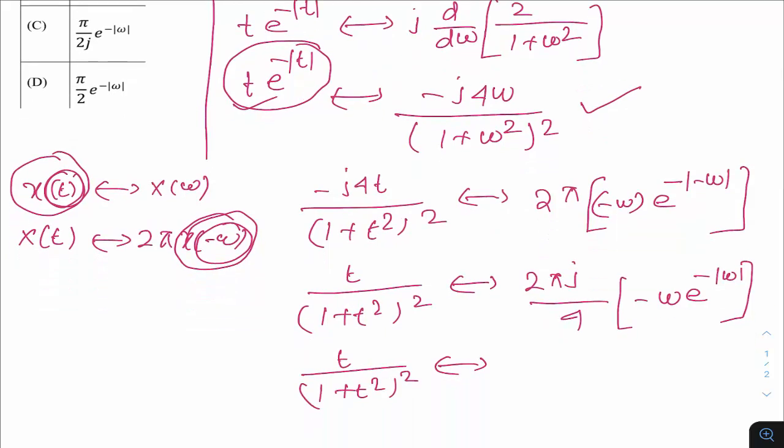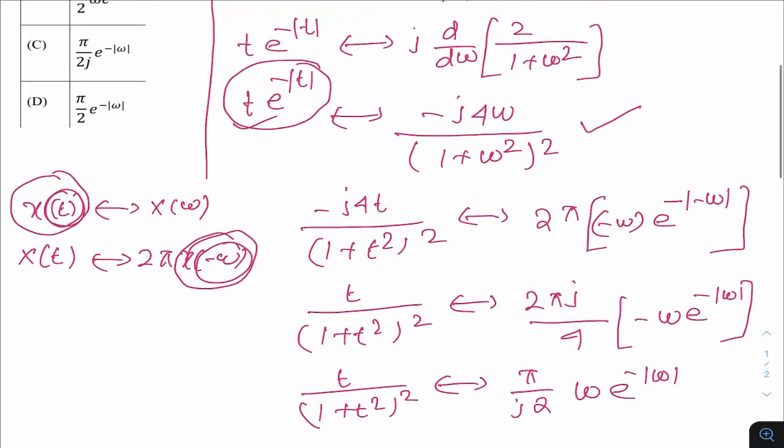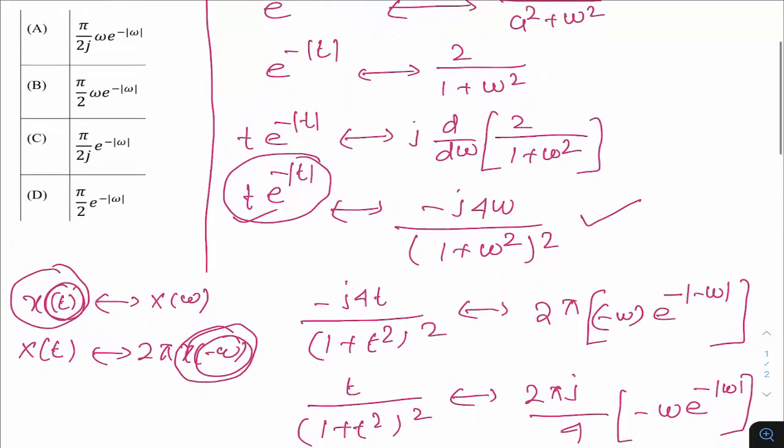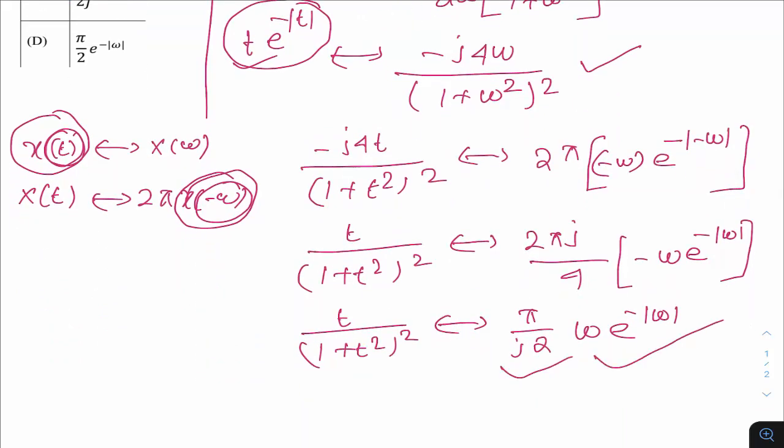So we have to arrange this function by putting the j in the denominator. If I take it to the denominator, this is one minus is there, so this is pi by j2, this is omega into e raised to power minus of mod omega. Because you can see a minus sign is there, minus j is equivalent to 1 by j. So this j I am putting here, and 2 and 4 will be cancelled, so it will be pi by 2. Overall it is pi by j2, and then omega into e raised to power minus of mod omega. If you observe, this is given in option A: pi by 2j omega into e raised to power minus of mod omega.